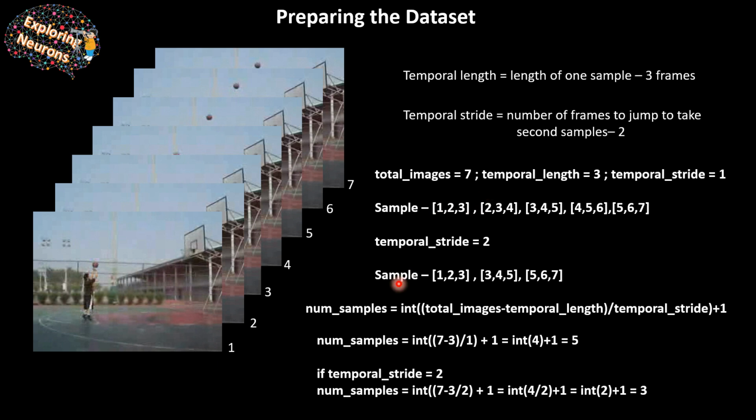If we generalize with a formula for the number of samples we can get from one video, we can write it like this: the number of total image frames in that video, minus the temporal length you want to use as one sample, divided by the temporal stride, plus 1. In the first example, with a stride of 1 and a temporal length of 3, you get 5 samples: 1, 2, 3, 4, 5. And if a temporal stride of 2 was used, you would get 3 samples, as the formula shows. Here also, 1, 2, 3 is one sample, 3, 4, 5 is another, and 5, 6, 7 is another.